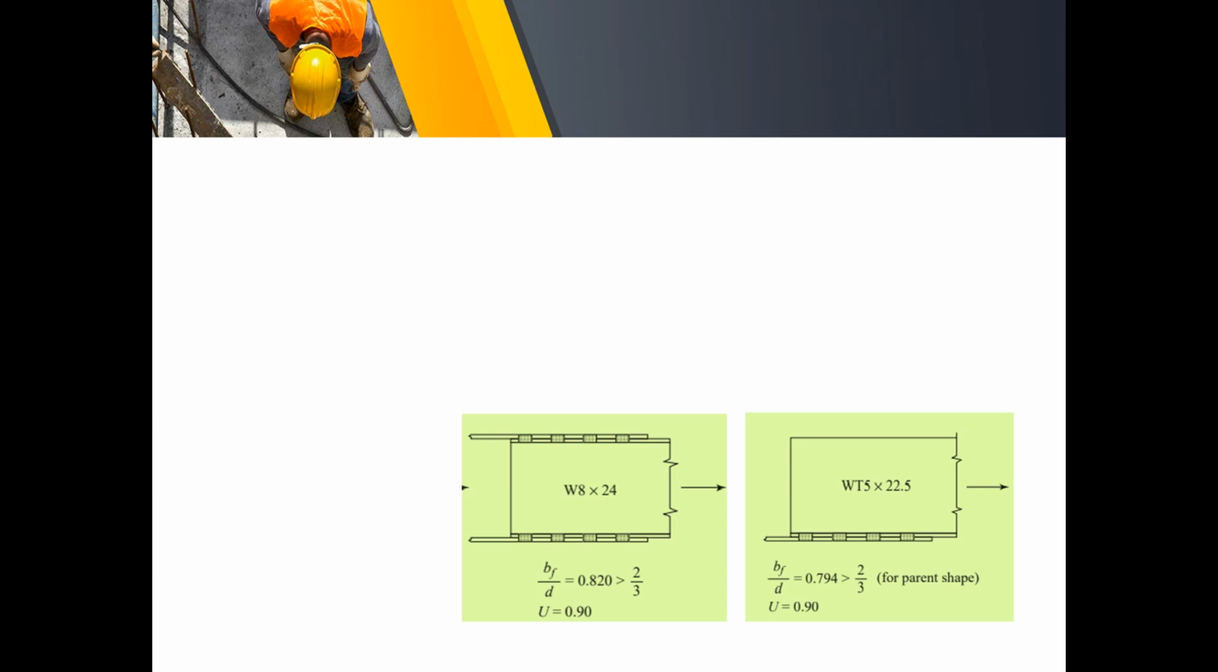So here's just a simple illustration. Reduction factor U calculation. We just have to get the ratio of the width of the flange to the depth, which is 0.82, greater than 2/3, or that is U equal to 0.9. So we have two examples.